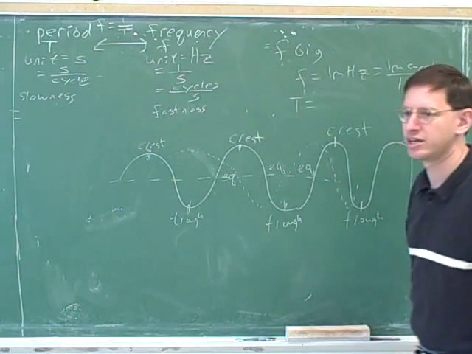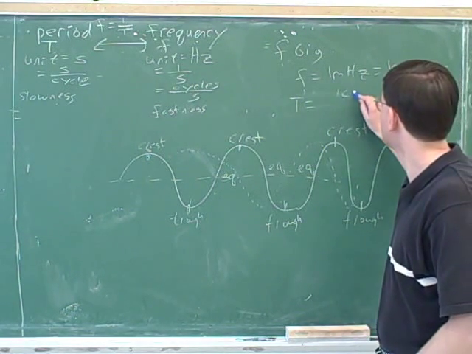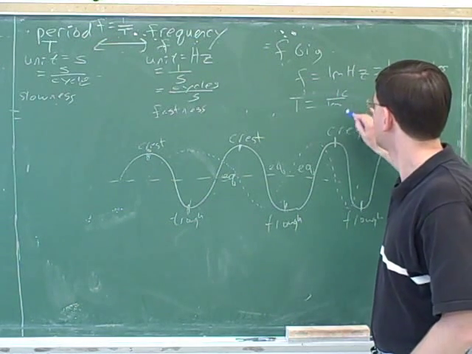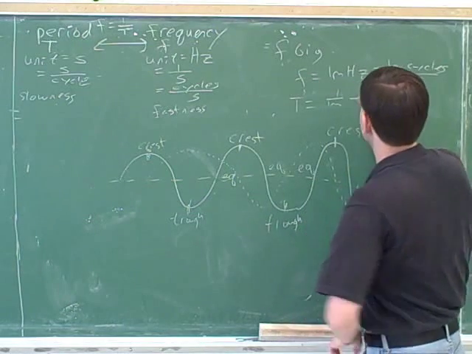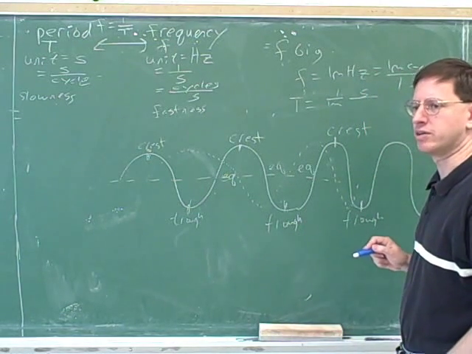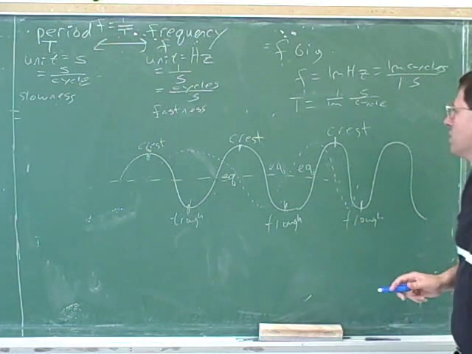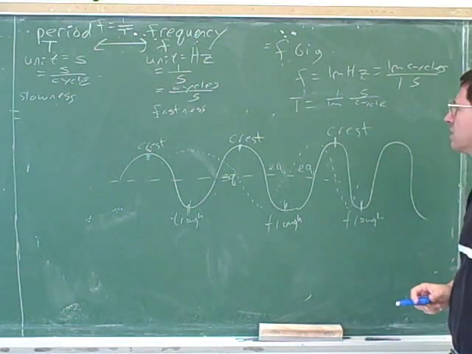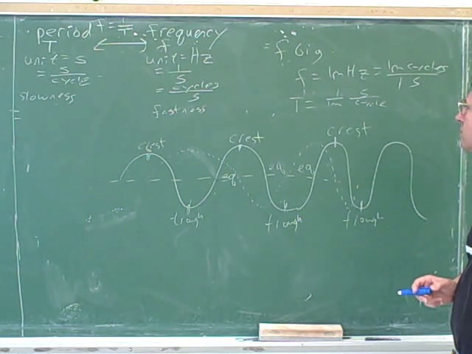So what's the period? 1 over 1,000,000. And the units are? Seconds. What would be some better, easier to interpret units? Seconds per cycle, per 1,000,000 cycles. So how would we interpret this? It takes 1 second per 1,000,000 cycles.